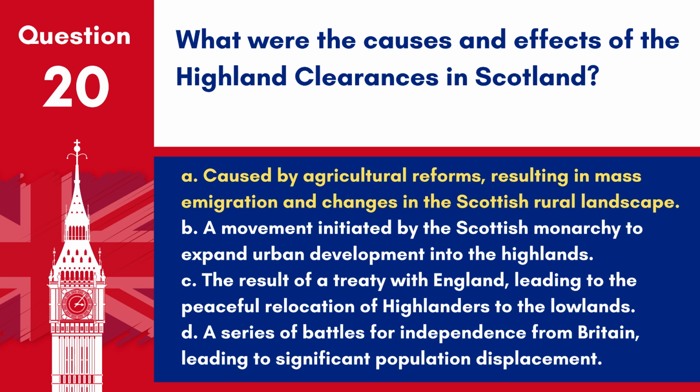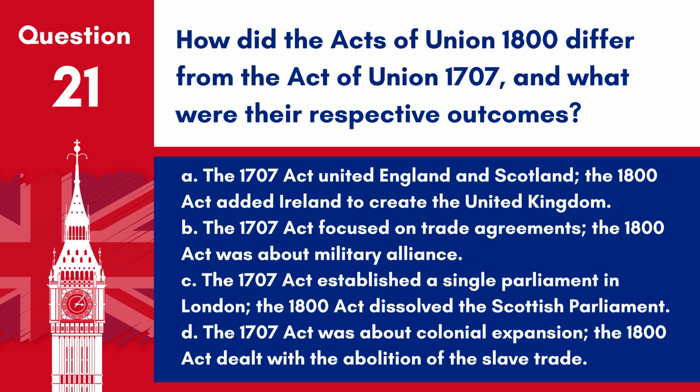Answer: A. Caused by agricultural reforms, resulting in mass emigration and changes in the Scottish rural landscape. The Highland clearances were characterised by the eviction of tenants and the transformation of traditional land use, significantly affecting Scottish culture and demographics.